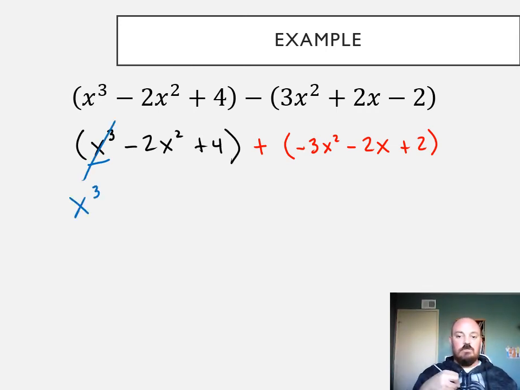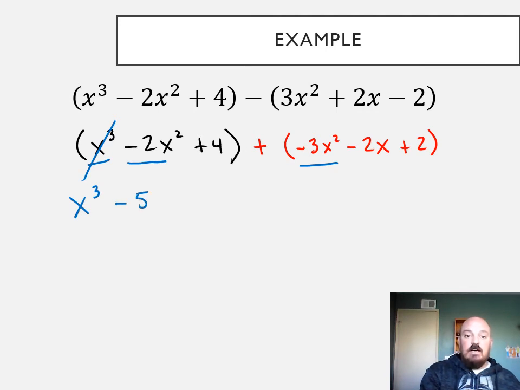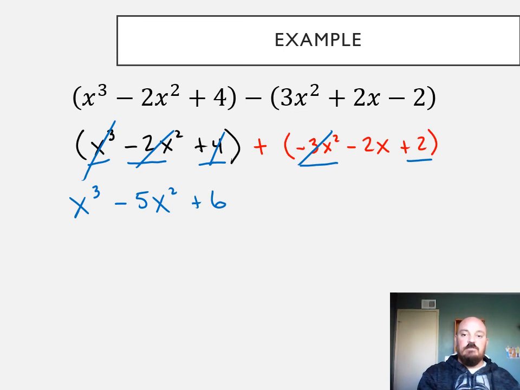And remember, I like to scratch them out after I use them to make sure I don't miss any. I have a negative 2x squared and a negative 3x squared to combine. Negative 2 and negative 3 give me negative 5. So I have a negative 5x squared. And those are gone. Then I have a 4. That can combine with this 2. Positive 4 and positive 2 give me positive 6. Scratch them out after you use them. And then I still have one left over, that minus 2x. We'll just stick that on the end.